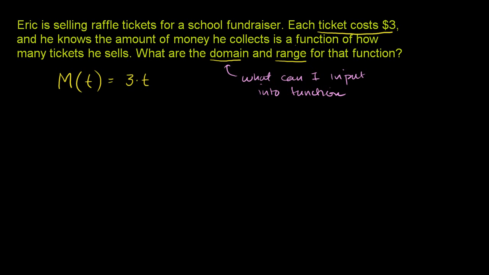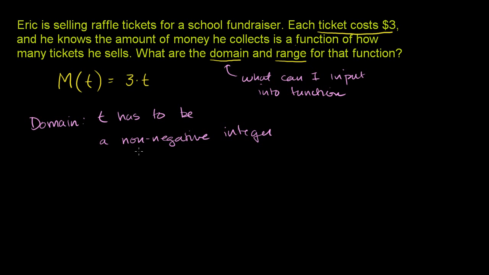So the domain for this function, we could say t has to be a non-negative integer. I think that covers what I just talked about. Non-negative, instead of saying positive, because it could be 0. He might literally sell no tickets. He can't sell a -1 ticket or -2. So it's anything that's non-negative, and it has to be an integer. He can't sell half of a ticket. So that's our domain. And let's think about what our range is.